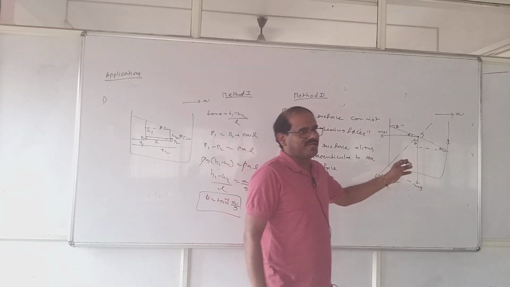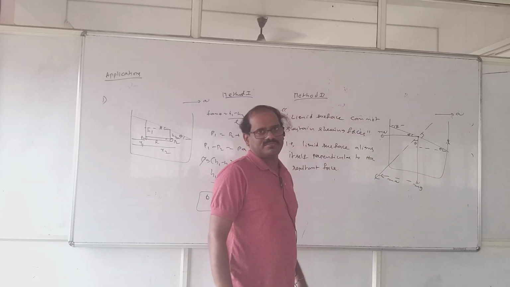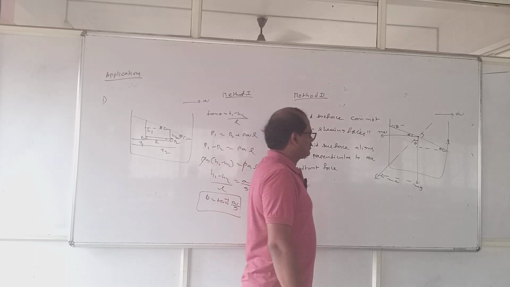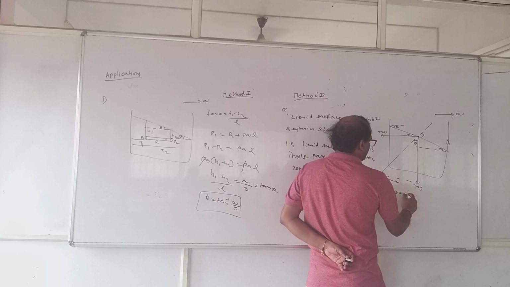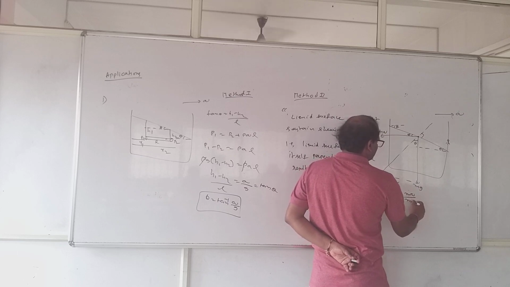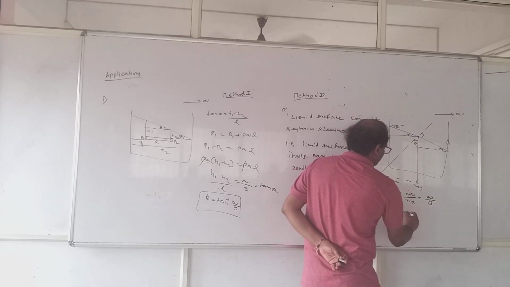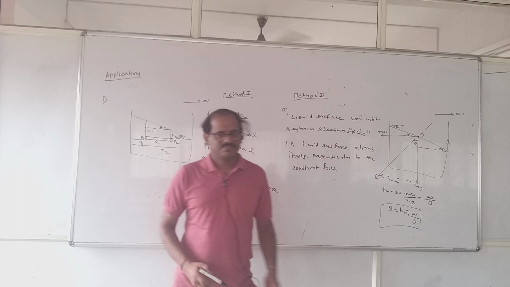Within the vessel it is in equilibrium. Outside, for the person, it is not equilibrium because there is an acceleration. Then tan theta is equal to Ma by Mg, that is a by g. So theta is equal to tan inverse a by g. Note down.